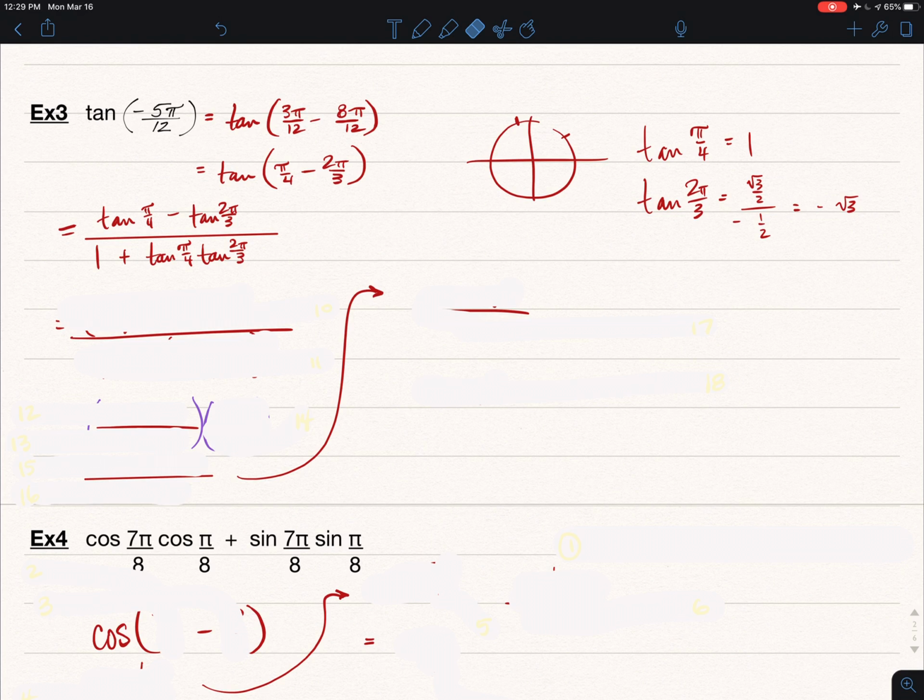So in the next step, every time I see tan pi over 4, I'm just going to replace it with a 1. Every time I see tan 2 pi over 3, I'm going to replace it with a negative root 3. So going back over to the left side here, you have that 1 minus negative root 3. And then on bottom, you have your 1 plus that same 1 times negative root 3. Now let's clean this up. On top, that's just going to clean up to 1 plus root 3. And on bottom, that's going to clean up to 1 minus root 3.